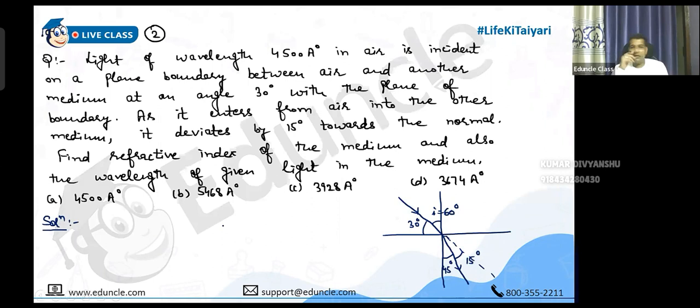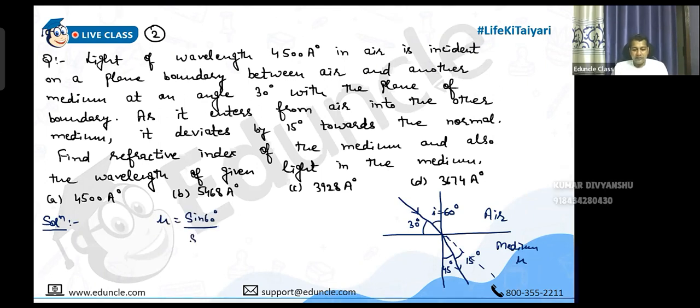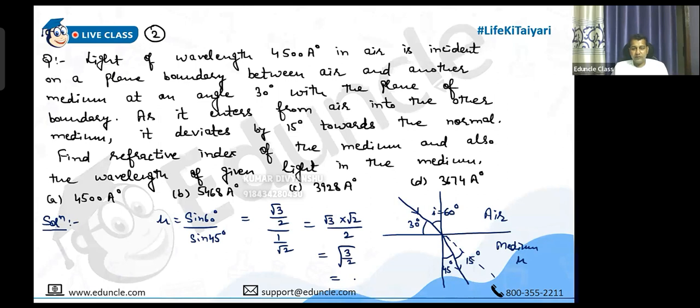Because the angle with the plane is given, the angle with the normal is 60 degree, and it deviates by 15 degrees, so R, the angle of reflection, is 45. This is air, this is the medium, and we have to get its refractive index mu. According to Snell's law, mu is equal to sin i by sin r, sin 60 by sin 45. Sin 60 is root 3 by 2. This is 1 by root 2. So root 3 into root 2 by 2, so 3 by 2 square root, 1.5 square root. Okay, so this is the refractive index.